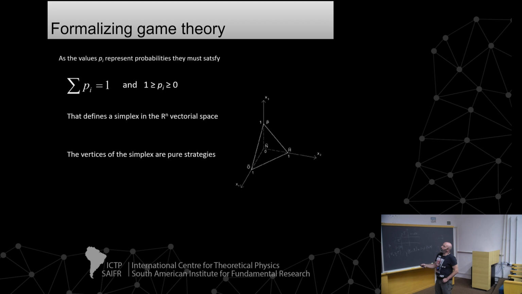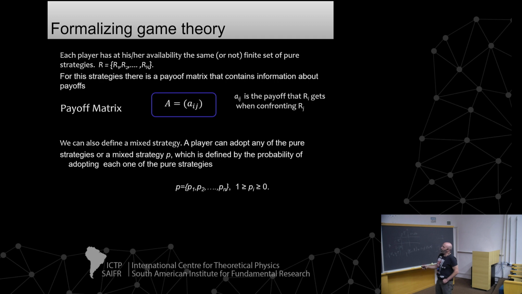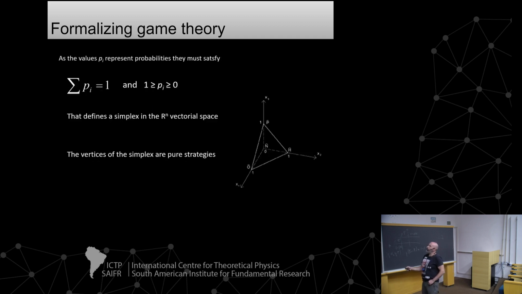So a given mixed strategy has this form. It can be written in terms of the other strategies with numbers P1 to Pn. P1 represents the probability of adopting the strategy R1, P2 represents the probability of adopting the strategy R2, and so on. But the condition is that the sum of all these Pi should be equal to 1, and each Pi should be greater or equal than 0.